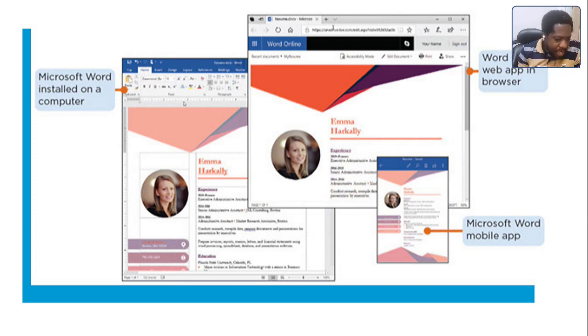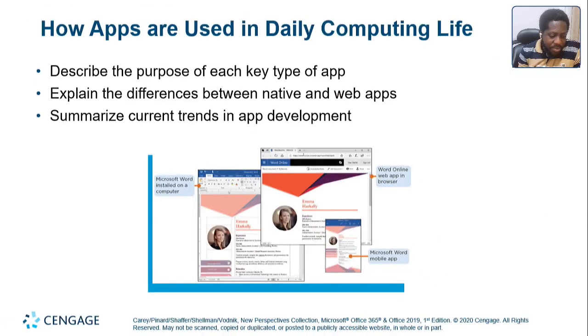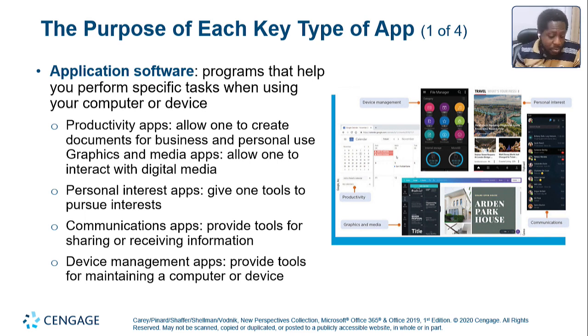Great. Now we have different purposes for every single app. We begin with application software. In the previous lesson we looked at a few things like operating systems and utility software. Now we are focusing more on application software.